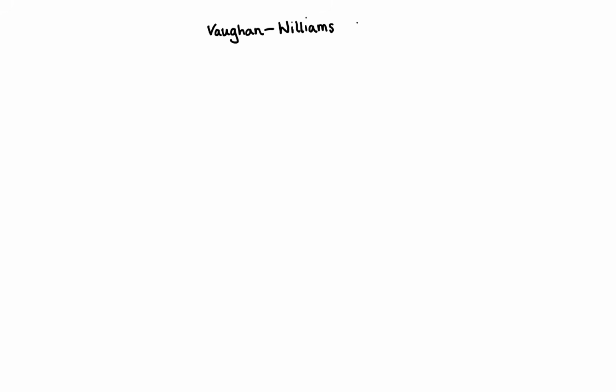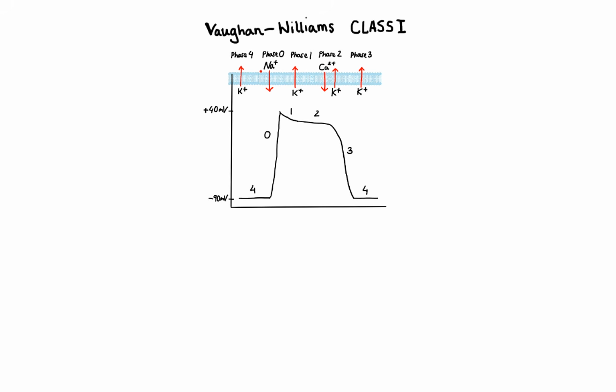First, we have class 1 drugs, which work mainly by blocking sodium channels in the open or inactivated state. Inhibition of sodium channels decreases the rate of rise of phase 0 depolarization and slows conduction velocity. Class 1 drugs are subdivided into 3 subclasses according to their effect on the cardiac action potential.